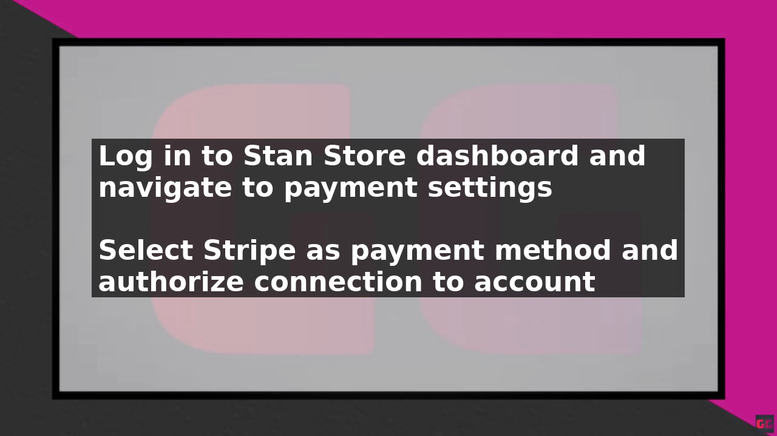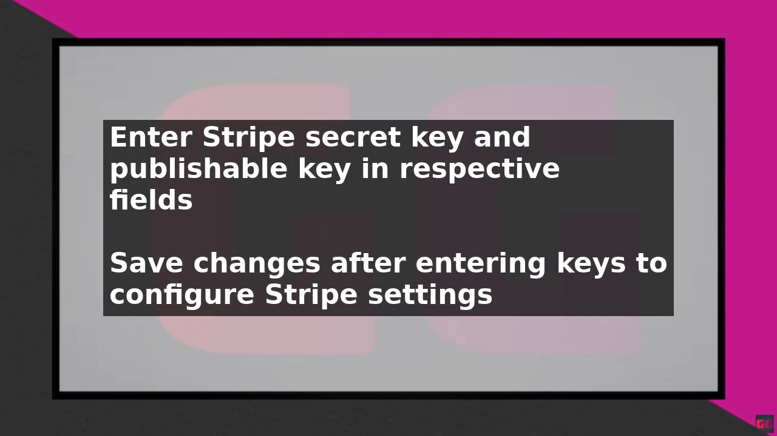In the Payment Settings section, you will see Stripe listed as a payment method. Click on the Edit button next to Stripe to configure the settings. Enter your Stripe secret key and publishable key in the respective fields. You can find these keys in your Stripe account dashboard under the Developers section. Make sure to save the changes after entering the keys.